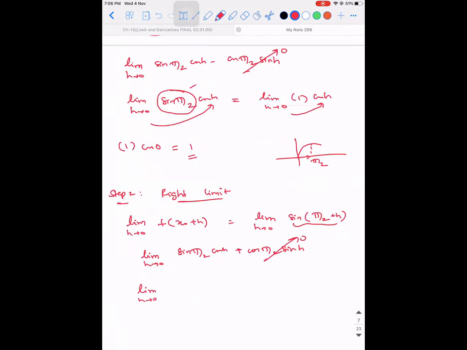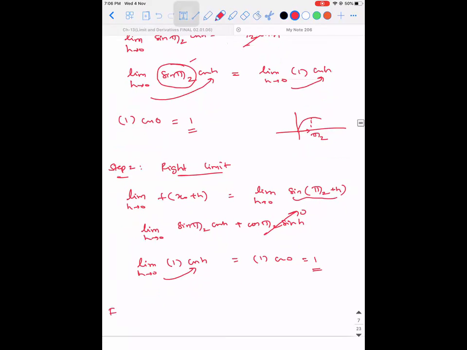So limit h tends to 0. Till you are not substituting that 0 in any of the places of h, you need to follow this procedure. Limit h tends to 0, sin pi by 2 is 1 into cos h. Now substitute the value. So 1 into cos 0 is 1. So what this is telling is, when you approach the function from the right hand side also, the final output is coming as 1.